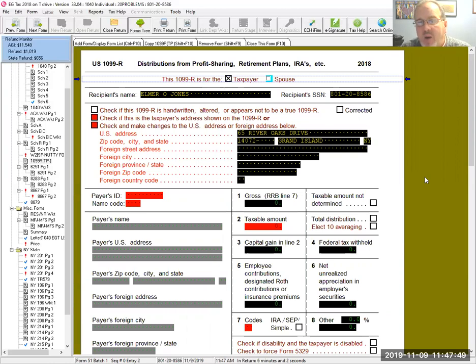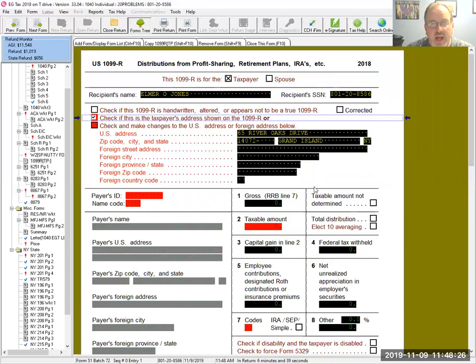I cannot stress enough how important it is to make sure on 1099-Rs that you get the correct marking at the top, whether it's taxpayer or spouse. Because we're going to talk about some things on the state in a second. If I check spouse on this one, and in this case Elizabeth is not 59 and a half, and I put this under her, it would result in a penalty on the return, which is not true. This is for Elmer. So make sure you do taxpayer.